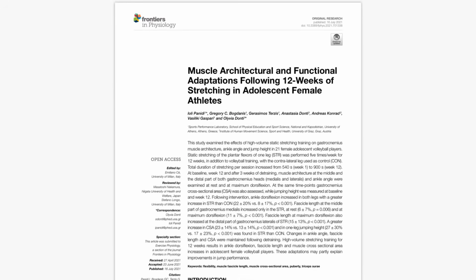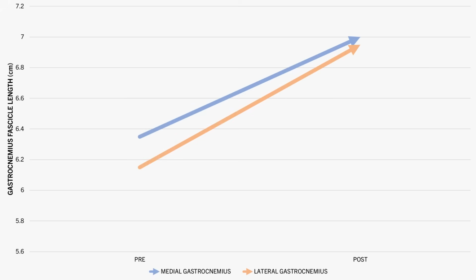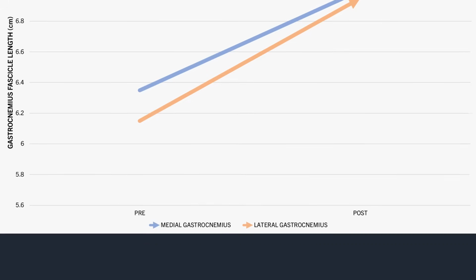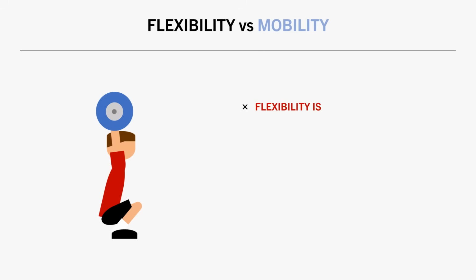For example, this study assessed the influence of calf stretching on range of motion and muscle architecture. It was found that after 12 weeks of stretching, fascicle length of both the medial and lateral gastrocnemius increased significantly in the calf being stretched. So it is pretty clear that stretching can improve flexibility. And while this is important to some degree, it isn't the entire story when it comes to performance and function.